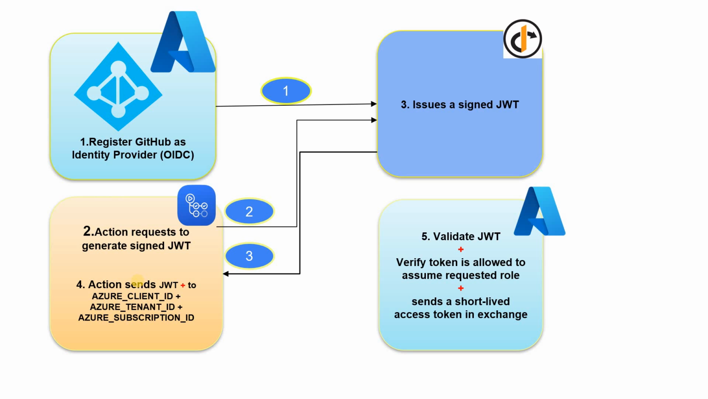Basically it uses the collection of these and finally sends them to Microsoft Azure, which validates the JWT token and verifies which access is allowed to be assumed. In turn, it also sends a short-lived access token in exchange. So this is how OpenID Connect is used to exchange the token and finally authorize certain operations in Microsoft Azure. All right, so this was the flow.